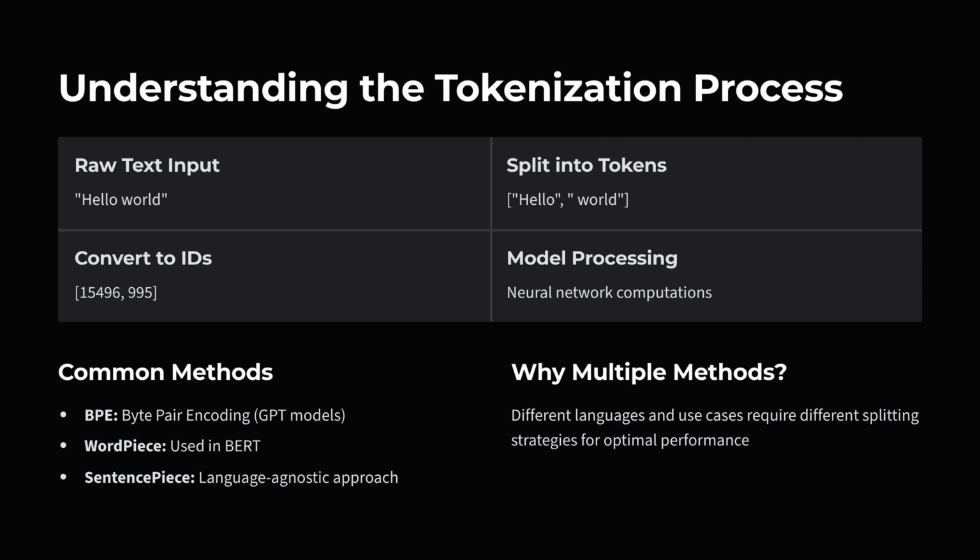Different tokenization methods exist because languages vary widely. English may benefit from subword units, while multilingual systems need more flexible approaches like SentencePiece that adapt to any writing system. Interviewers often ask why we use multiple methods, and a strong answer is that no single strategy works for every language or domain. Choosing the right tokenizer leads to cleaner input and better model behavior.